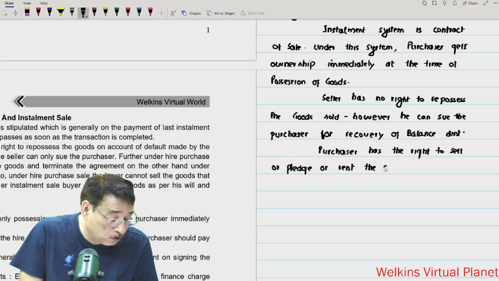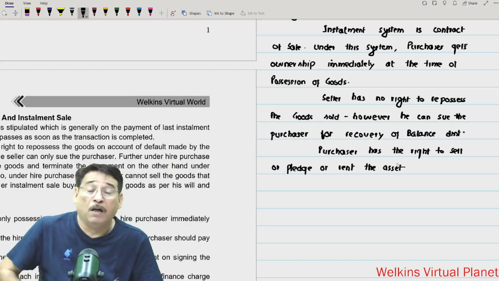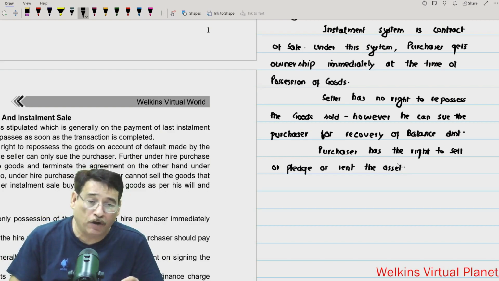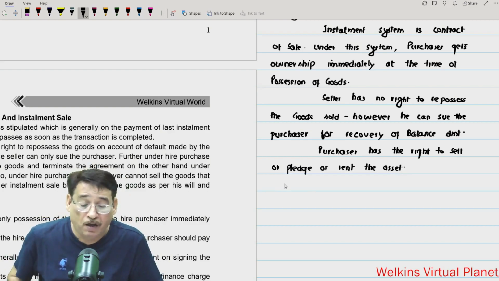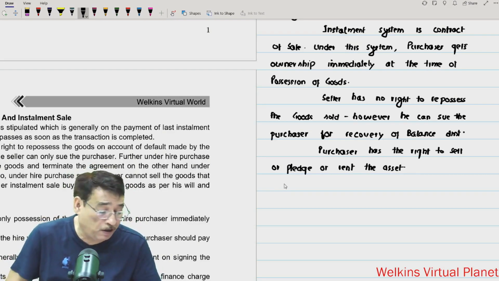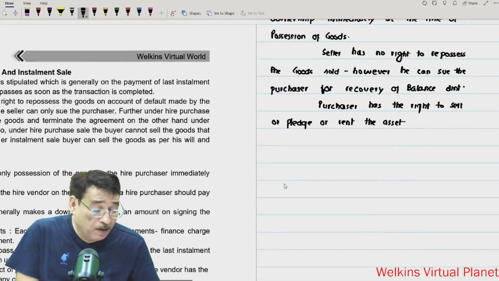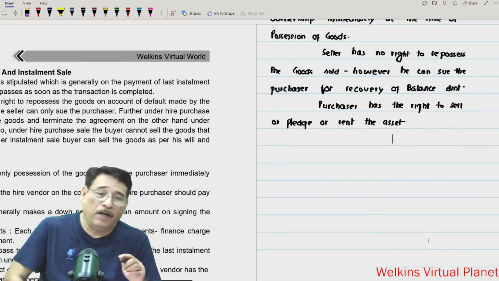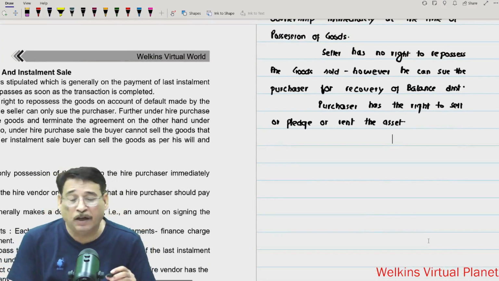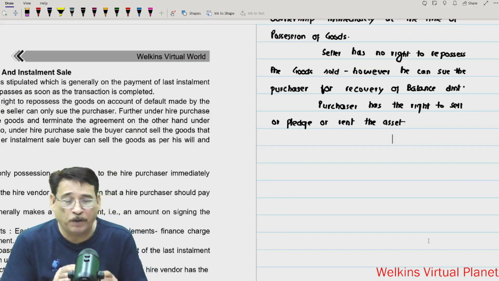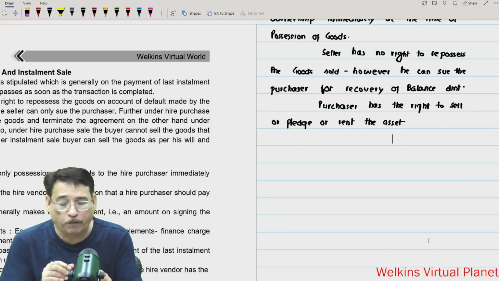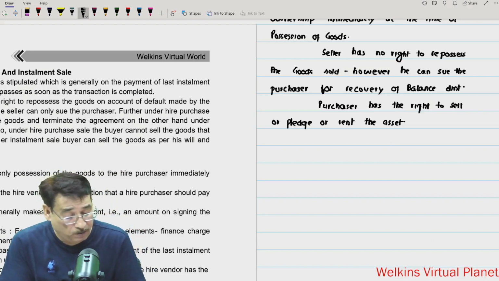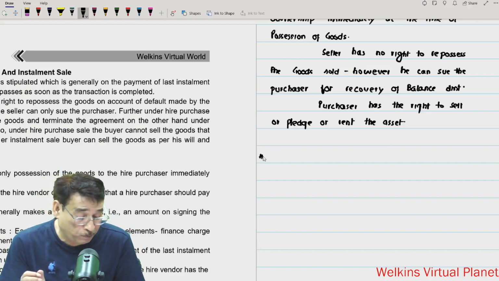So this sort of right exists with the purchaser under the installment system, because under the installment system he will immediately become the owner of the goods the moment he pays the initial deposit. Is it clear to you or not? Under the hire purchase system, I have already told you, the purchaser will not become the owner of the goods unless he pays the final installment. I will write it also for you.